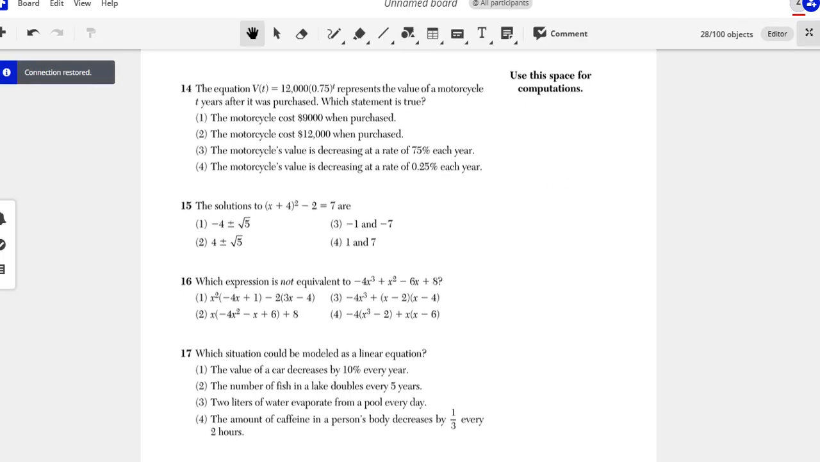Scroll down to the next question. Okay. Question number 14. The equation v of t equals 12,000 times 0.5 to the power t represents the value of a motorcycle t years after it was purchased. Which statement is true? The answer I got was B. It's true. The motorcycle cost was 12,000 when purchased, which is the initial value. Okay, exactly.